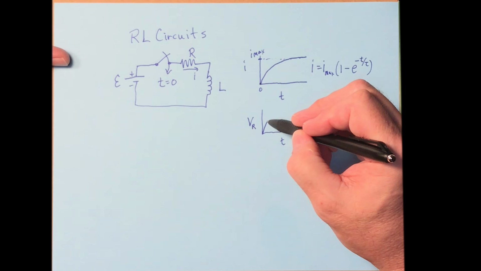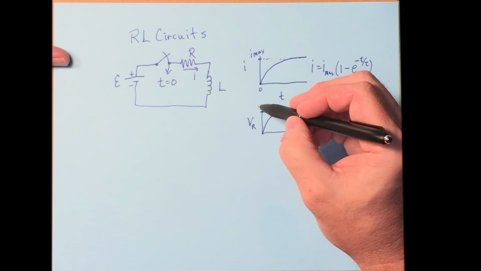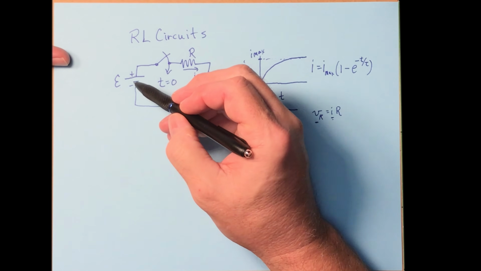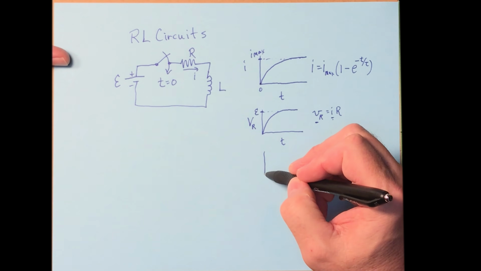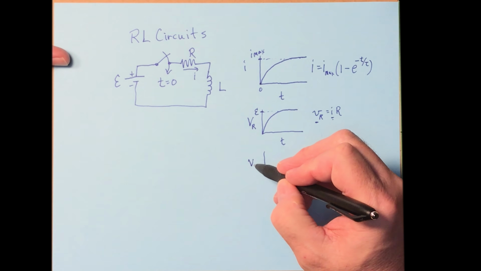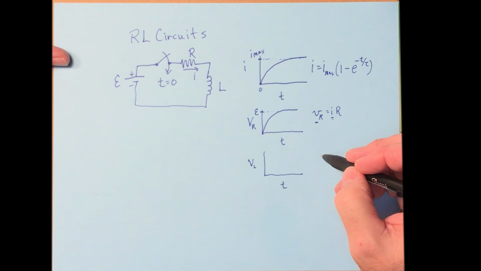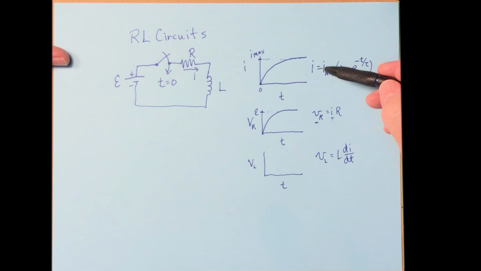So what does that mean? That means it rises up and levels off as well to some maximum value, and that maximum value is going to be E. That's the maximum value that the voltage can be across any of these elements. All right, well, what about the voltage across the inductor versus time? Well, the voltage across the inductor, V sub L, is going to be L di dt. So it's going to be the first derivative of the I here.